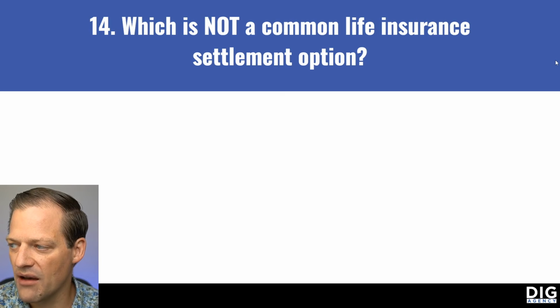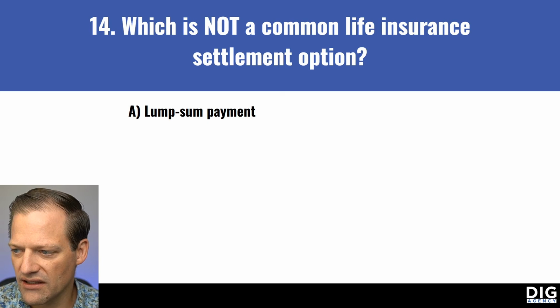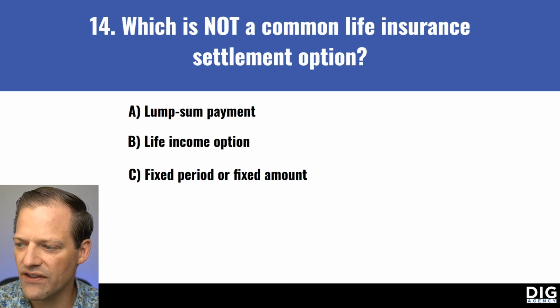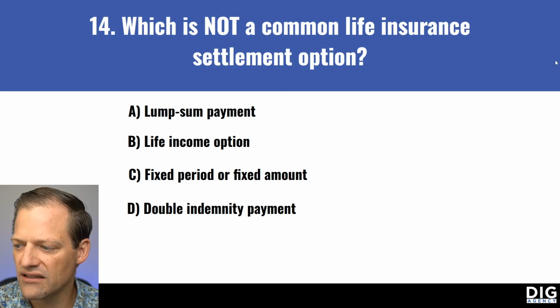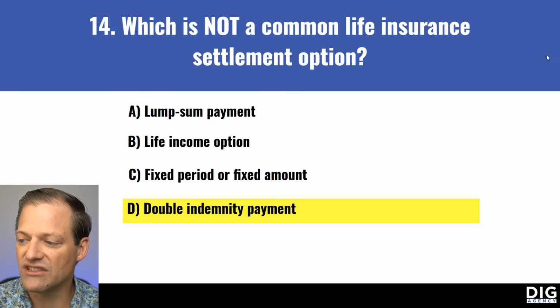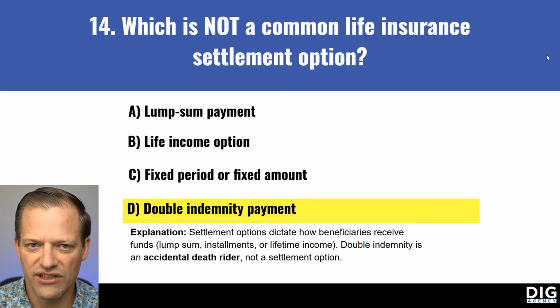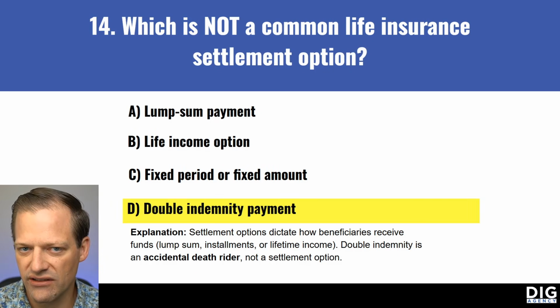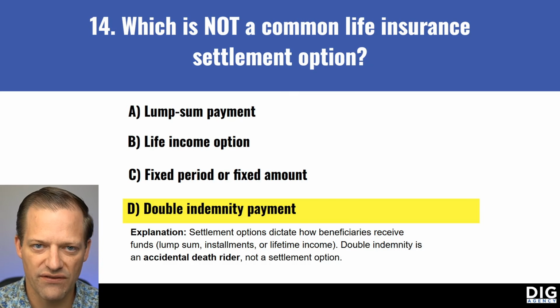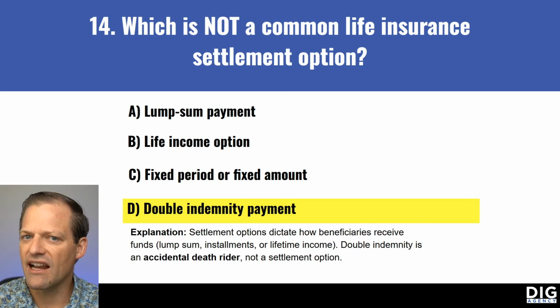Which is not a common life insurance settlement option? Is it A, lump sum payment, B, life income option, C, fixed period or fixed amount, or D, double indemnity payment? The answer is D, double indemnity payment, because that is actually a rider, which is an attachment to the life insurance policy that gives it extra benefits. In this case, it would pay out an extra amount of the face amount of coverage if death by accident happens. But it's not a settlement option.